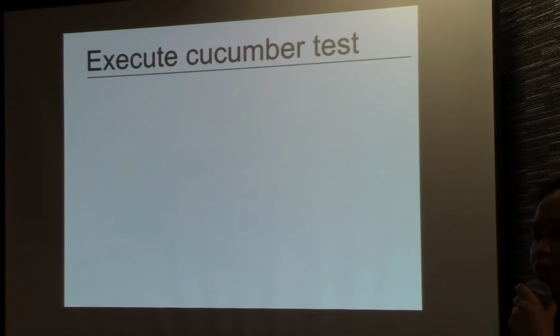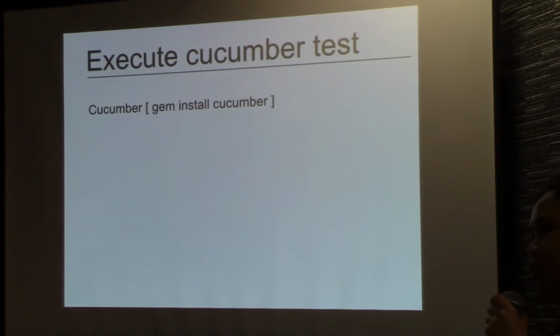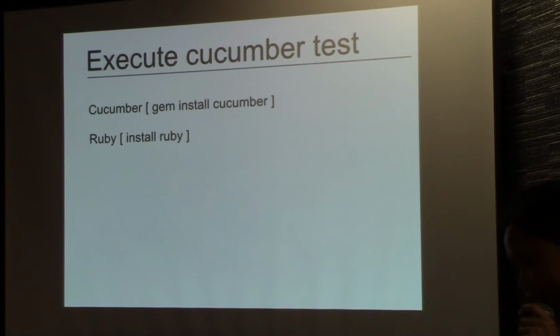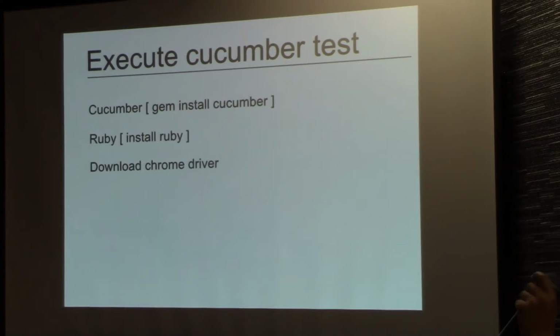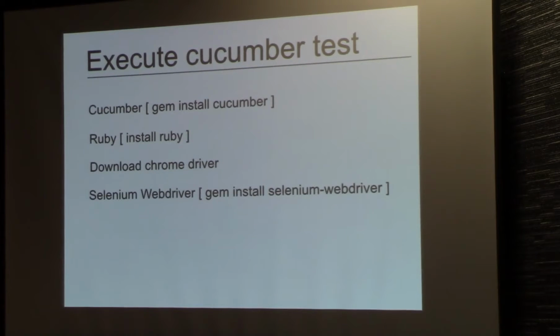Well, we need to install several stuff. First, of course, Cucumber, and then any programming language of your choice. In our case, it's Ruby. And third, you have to download Chrome driver, Firefox driver, or any browser driver. Fourth, you need to install Selenium WebDriver. So why do we need Selenium WebDriver? Cucumber describes the behavior of the user. Selenium WebDriver simulates the actions of the user.